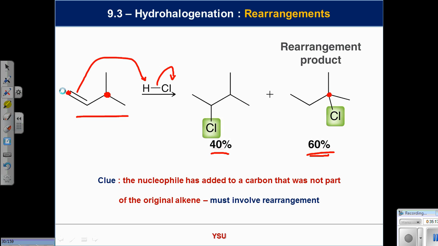Why doesn't the chlorine end up over there in any of our products as it shows? It would be a primary cation, and what don't we like about primary cations? The fact that they're primary cations. Yeah, they're horrible. So we don't need to make them. So the vast majority of this stuff has come about from a carbocation right there.